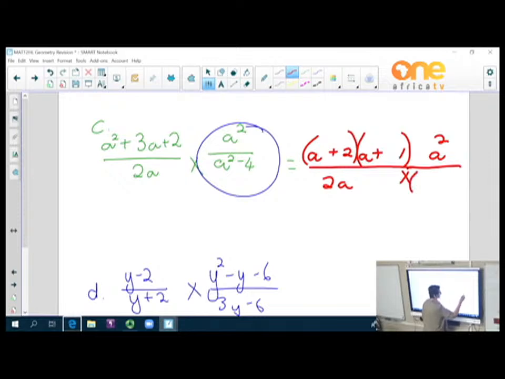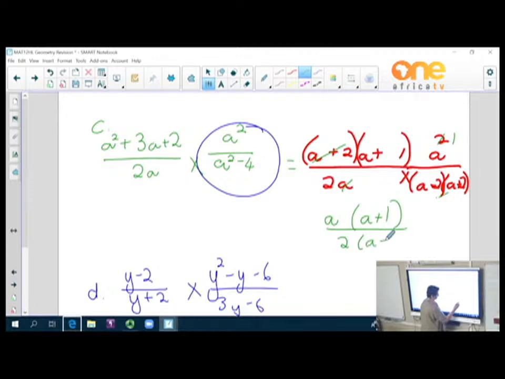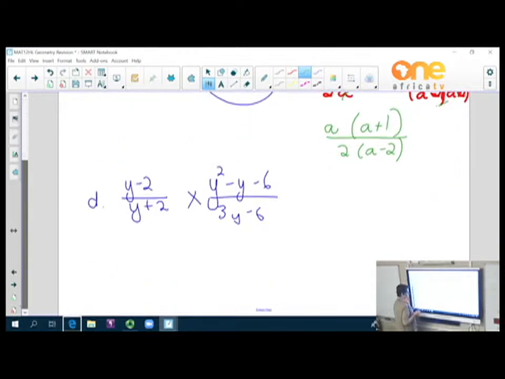Which will be a minus 2, a plus 2, the difference between squares. We can cancel, that one cancels out, a plus 2. This a, one of them here will cancel out, so it's a1. So this one will be a plus 1 over the 2 there, a minus 2. There's our solution. Question D.